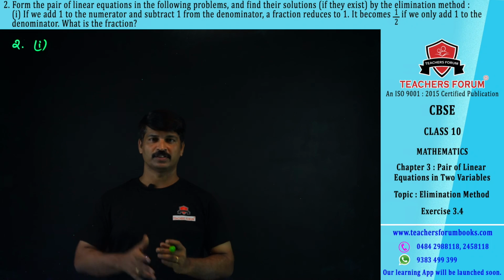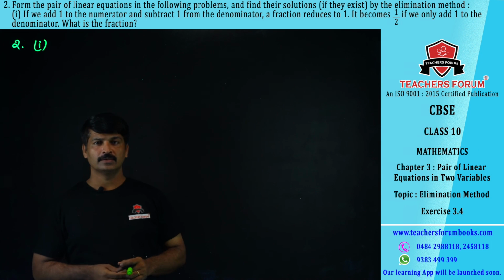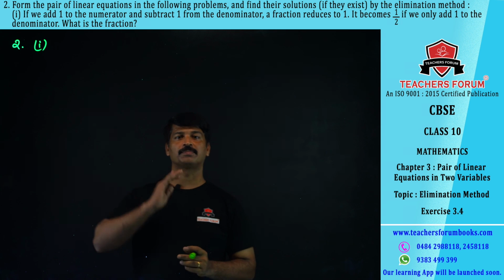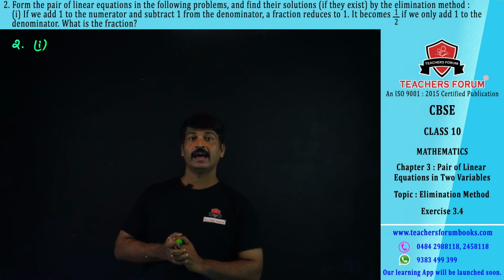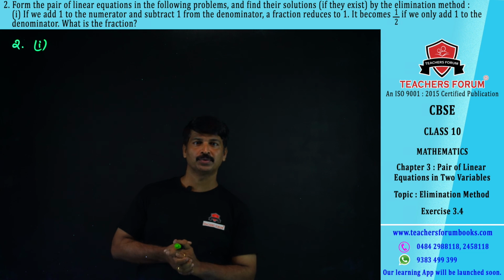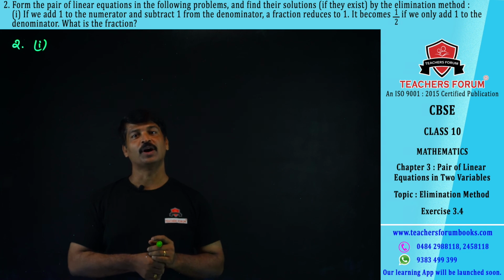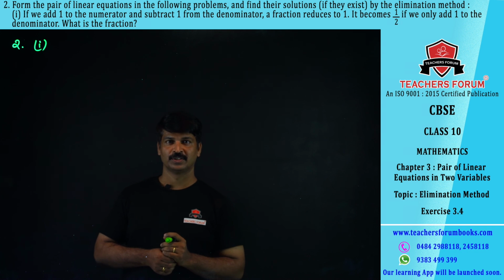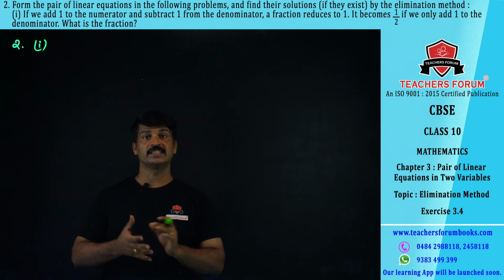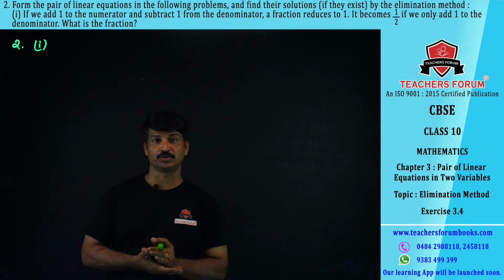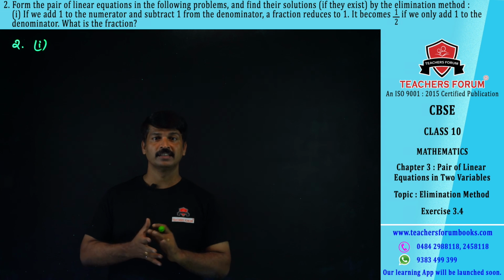Okay, let's read the first question. It is given that if you add 1 to the numerator and if you subtract 1 from the denominator, the fraction becomes 1, and the fraction becomes 1 by 2 if you add only 1 to the denominator. You have to find the fraction. So here you can use any one of the methods we discussed in the previous class. Substitution method, elimination method, any one of them you can use, and you have to find the solution.